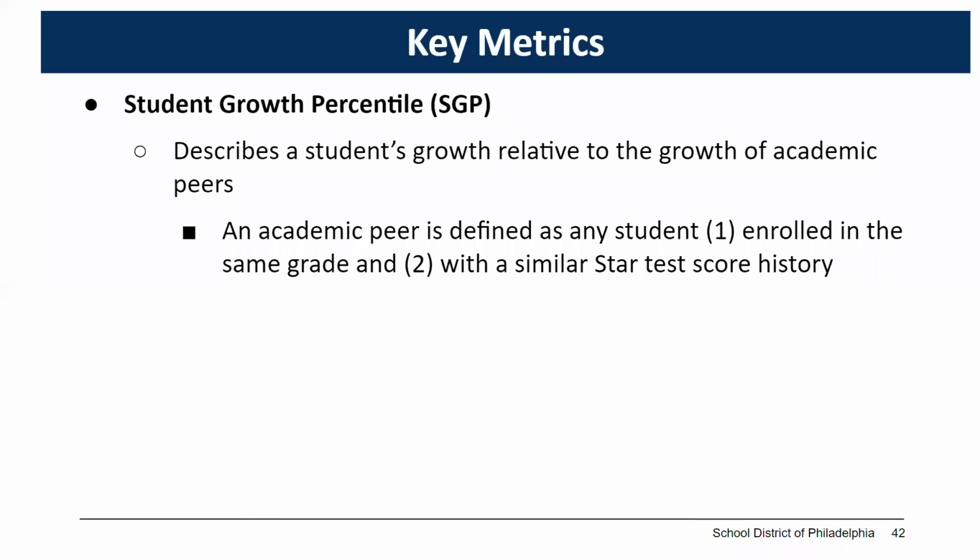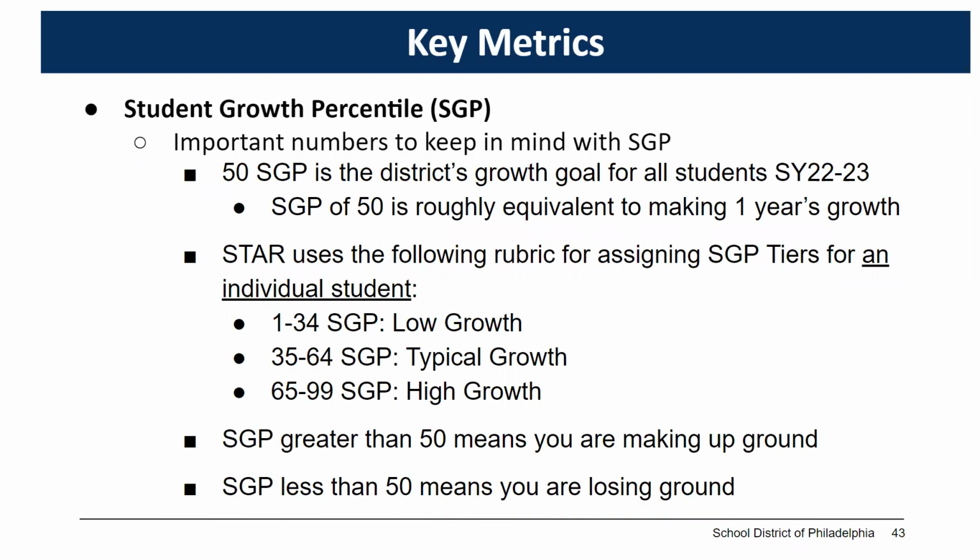The last metric we will review is the student growth percentile, or SGP. This metric describes a student's relative growth to the growth of their academic peers. Much like percentile rank, SGP is scored on a 1 to 99 scale. 50 SGP is roughly equivalent to making 1 year's growth. Therefore, an SGP of 50 or greater means you're making up ground, whereas an SGP of less than 50 means you are losing ground.